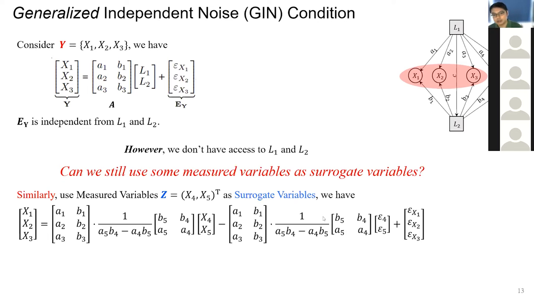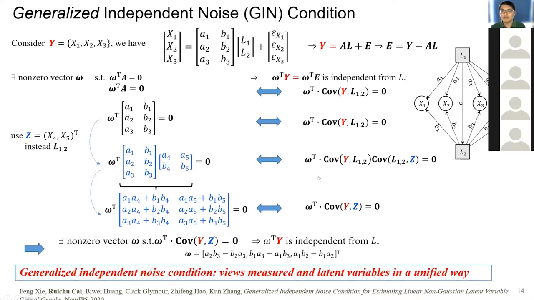Similar to the step in the tetrad condition, we can use X4 and X5 as the surrogate of L1 and L2. And we further have this one. In this one, we can find that the independent noise assumption still holds. Okay. After having this, the following question is, how can we summarize this in a rank condition?